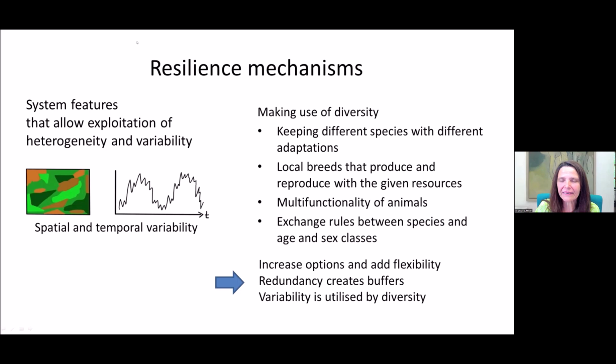And in the communities, they have established exchange rules between species and age and sex classes. So for instance, they can exchange one castrate against a heifer in cattle, or they can buy a camel calf by paying 12 goats, young goats. So with these exchanges, they can act against chance effects also. So with these mechanisms, they increase their options and add flexibility, very important to be able to deal with uncertainty. The redundancy creates buffers.